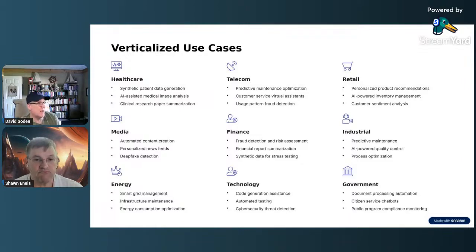Shawn, anything to add to that one? No. I mean, again, excellent point in that use cases can and do bleed over different verticals.